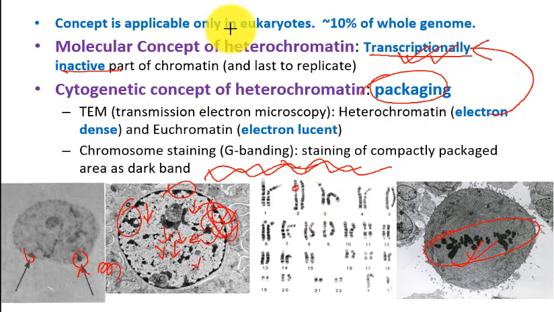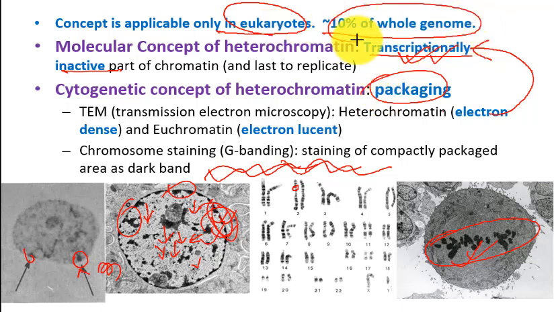At last, I'll tell you, this concept of heterochromatin and euchromatin is applicable only in eukaryotes, because only eukaryotes contain chromatin, not prokaryotes. And about 10% of the whole human genome is permanently heterochromatin. So this is all about the concepts of heterochromatin. I hope I made things more clear. Thank you.